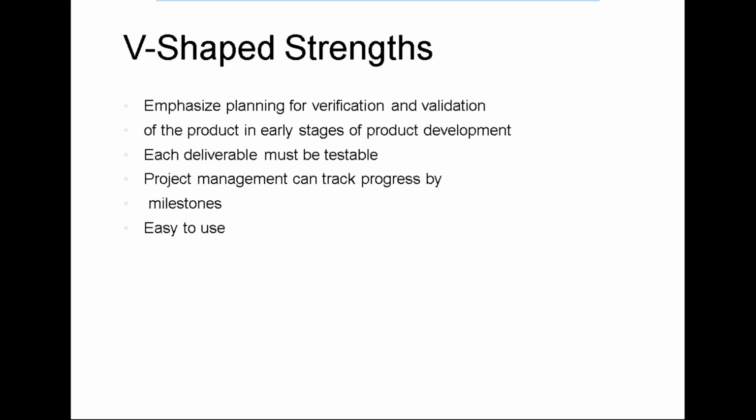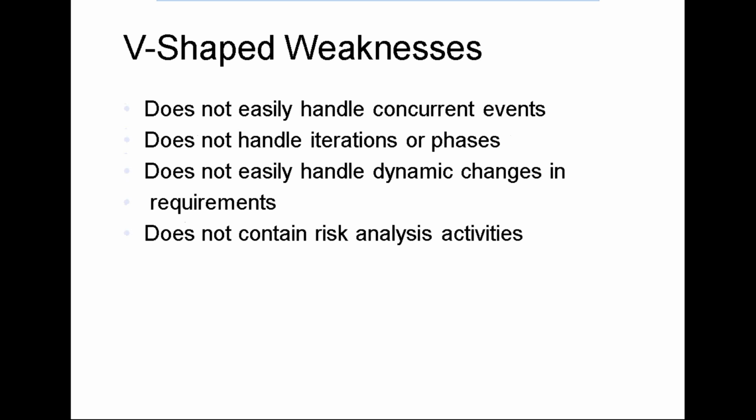So now the advantages of the V-shaped model is you do the verification and validation in the early stages of the project. Every deliverable will be tested here. And then you can track the process using the milestones, saying that this is what we are developing. So that's the advantage of the V model.